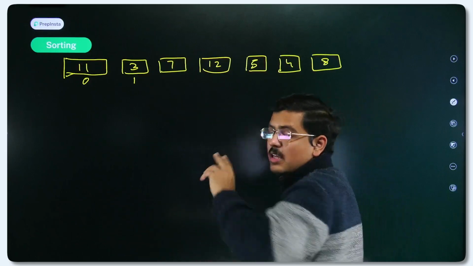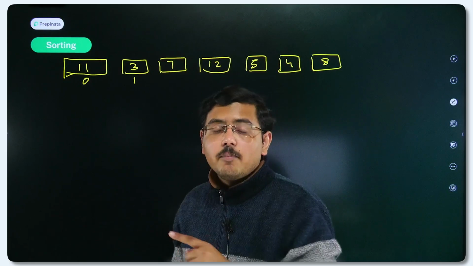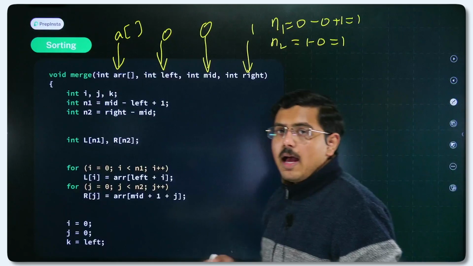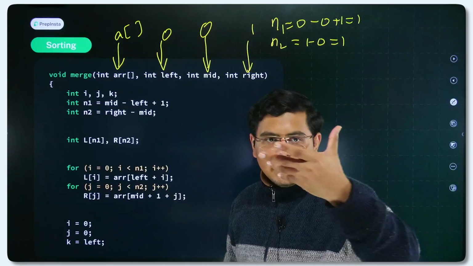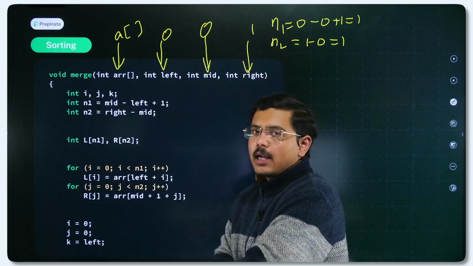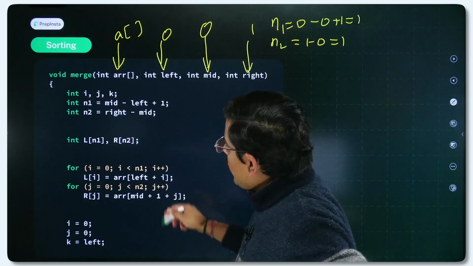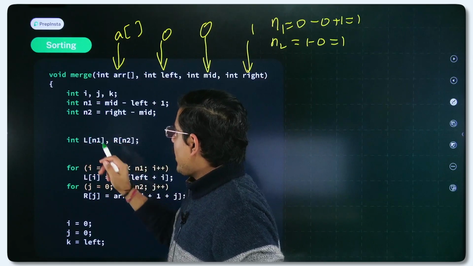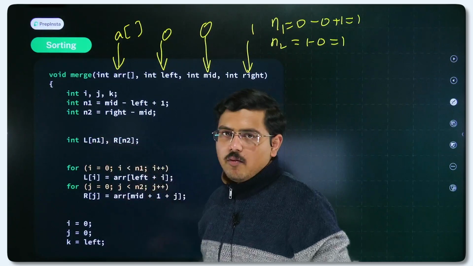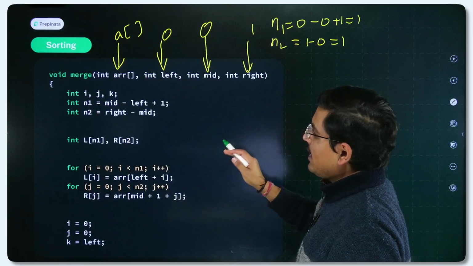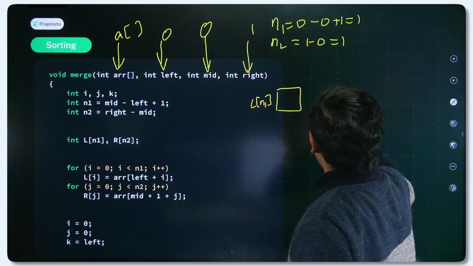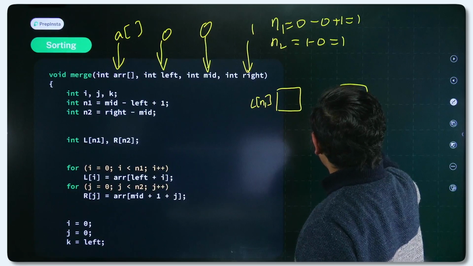Why am I calling them arrays? Each of the elements is now an array because we are merging these arrays. You'll understand why I'm calling them arrays when you further merge, because you'll automatically get arrays where you'll be merging multiple elements together. That is why I'm calling even single elements arrays. Now you declare two temporary arrays, one is L of N1, another is R of N2. L of N1 is a temporary array that you have created here, and this is R of N2.